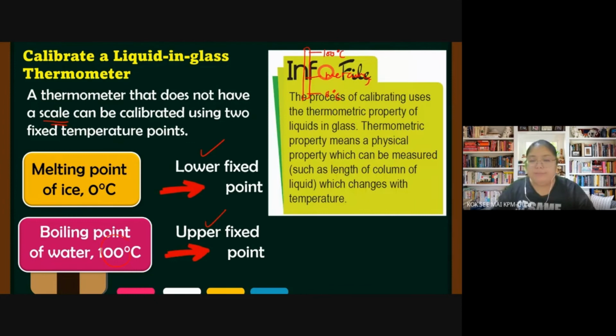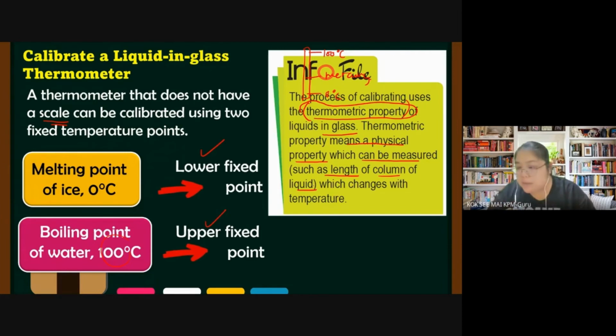So how do we get it? The process of calibrating uses thermometric properties. You need to remember this word: thermometric properties of the liquid in the glass. Thermometric means physical properties that can be measured, such as length or column of liquid.